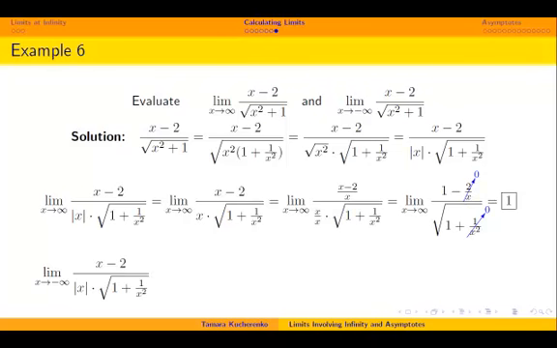Now let's look at the limit at negative infinity. When x is a negative number, the absolute value of x equals negative x. So we replace the absolute value by negative x. Then, as before, we divide the numerator and denominator by x and simplify.